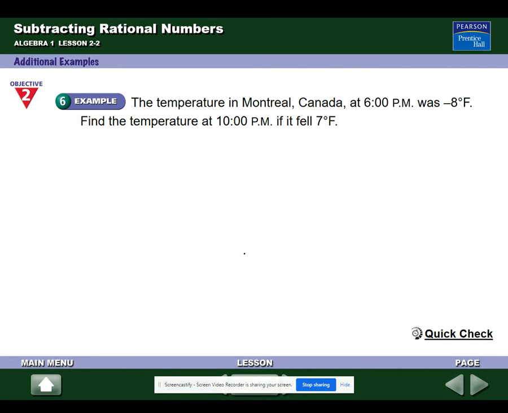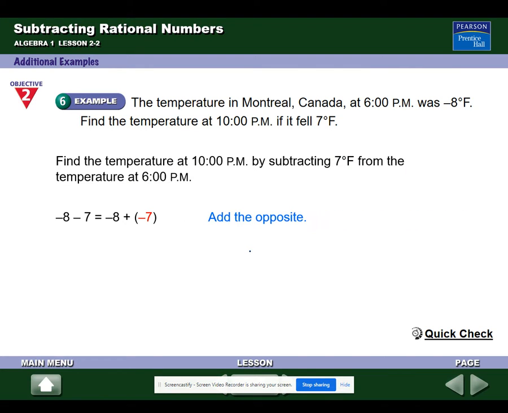And one more, the temperature in Montreal, Canada at 6 p.m. was negative 8 degrees Fahrenheit. Doesn't that make you want to move there? Find the temperature at 10 p.m. if it fell 7 degrees. Okay, so you could probably answer that question just logically, but they just wanted you to see the application part of subtraction. So we're taking -8 and subtracting 7, or adding -7 as they're showing there, and that's going to be -15. You would know that, right? If it's -8 and it falls 7 degrees, it's going to be farther into the negative, and that would be -15. And that is all.